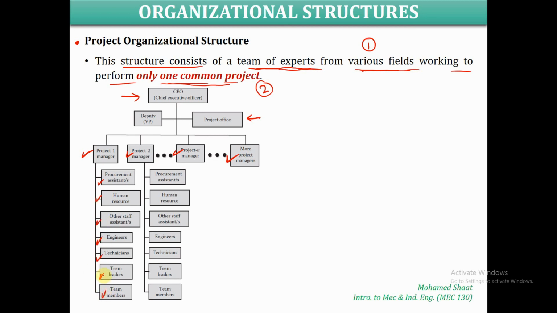All of these people, like the procurement assistants, the human resources, other staff assistants, engineers, technicians, team leaders, and team members.